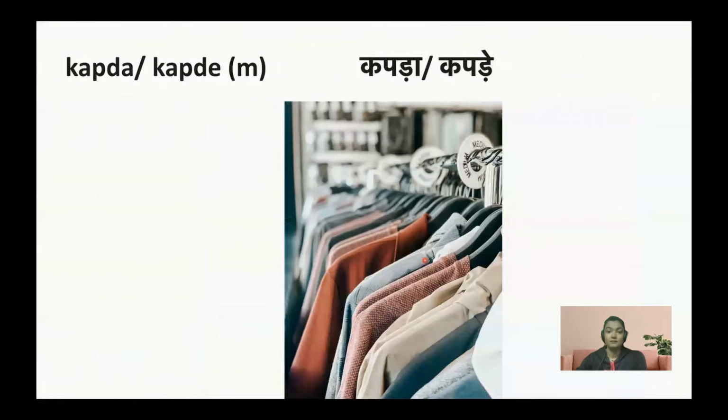Similarly, कपड़ा. कपड़ा is cloth, fabric. कपड़ा singular, कपड़े plural. ये कैसा कपड़ा है? How is this fabric, or what kind of fabric is this? ये कैसे कपड़े हैं? How are these clothes? कैसे, again, कैसा with kapda, kaise with kapde. You have to choose the right form of the adjective or even the verb with the right noun.